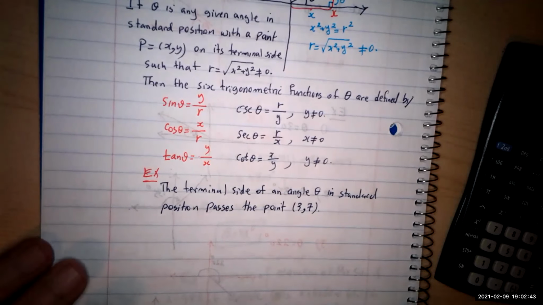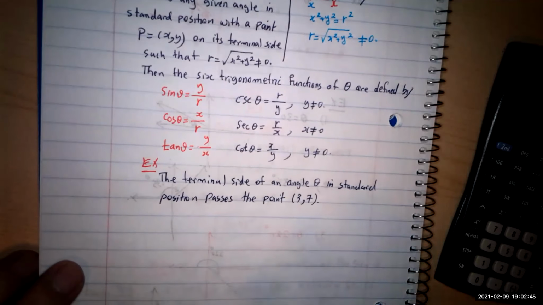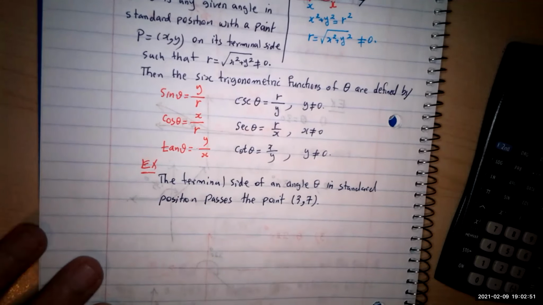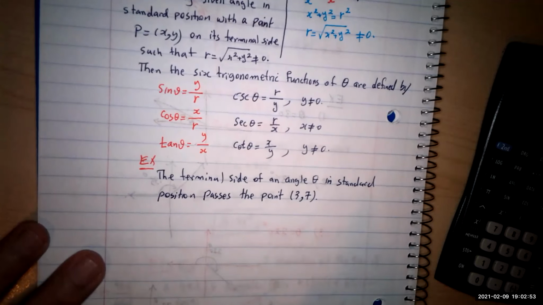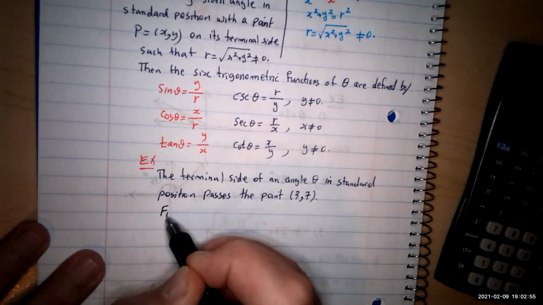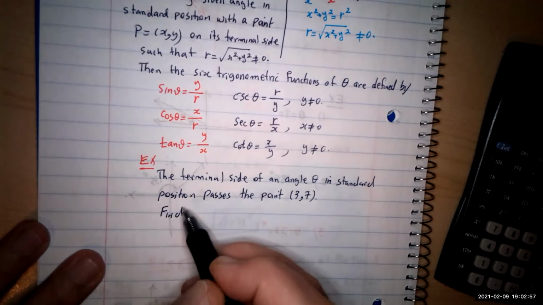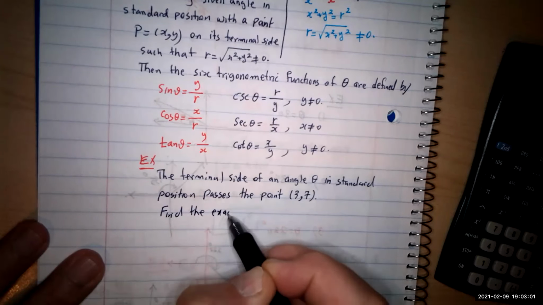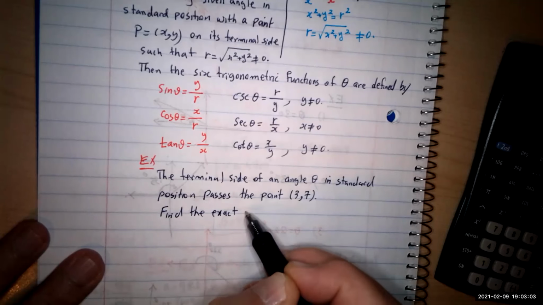Okay, this is the one version. The other version is, it said let (3, 7) be a point on the terminal side of theta, but you understand what they are talking about. Okay, so that's it. We want to find the six. Find the exact, means no calculator, the exact values.